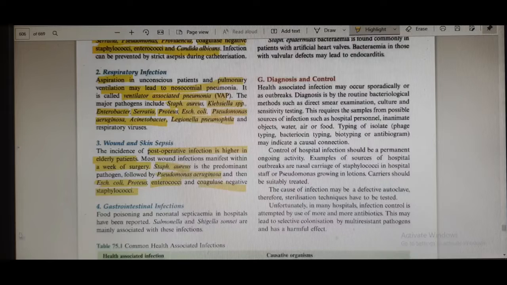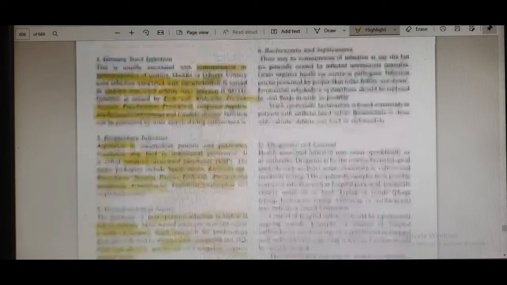Gastrointestinal infection could be due to food poisoning or neonatal septicemia in hospitals. Neonatal refers to when the infant is being born. These are called neonates. Neonatal septicemia is a bacterial or pathogen infection. Usually Salmonella and Shigella sonnei are the two main microorganisms associated with gastrointestinal infections.